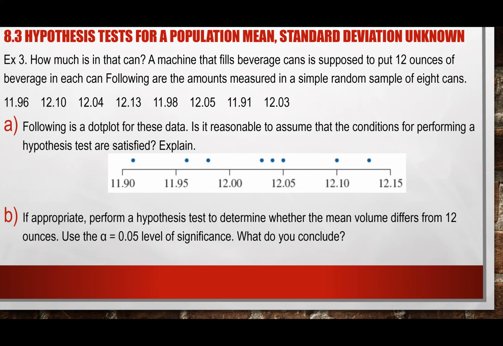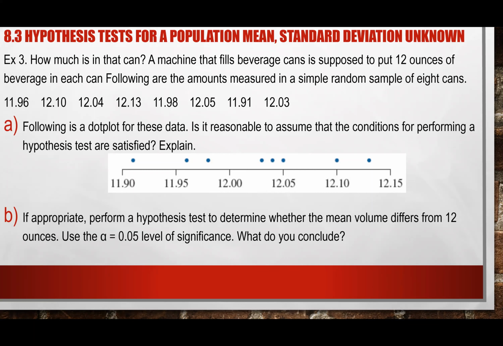So even though they give you the raw data, like in this particular problem, if they give you the sigma, the population standard deviation, you still have to use the Z confidence interval. Or in this case, if this problem were to give you the sigma, then you still have to use the Z test. Okay, that's the main difference.